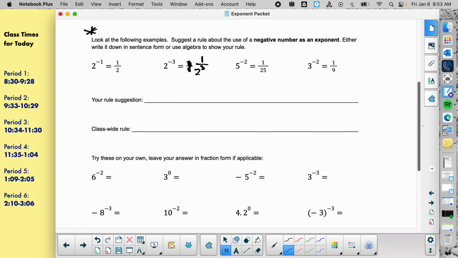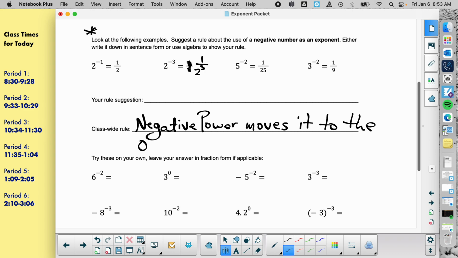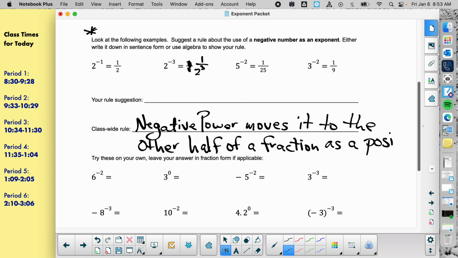Wait, I can put it right here. I write way too big for this to fit in here. Carter, can you even see anything from over there?